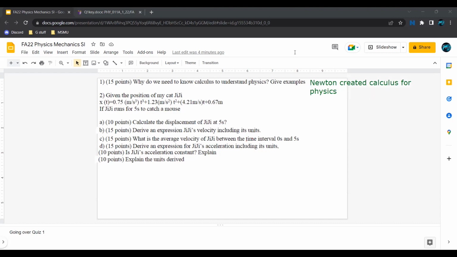So now we'll go on to the actual math. This one says, given the position of her cat, and she added a little photo of her cat, which I found was really cute. The cat runs 5 seconds to catch a mouse. Calculate displacement. All right, that one's pretty easy. That one is just plugging it in, right? Into the displacement, because that's x, which is our displacement.